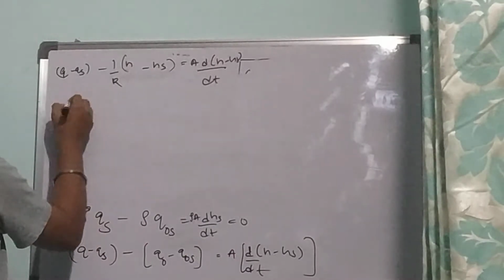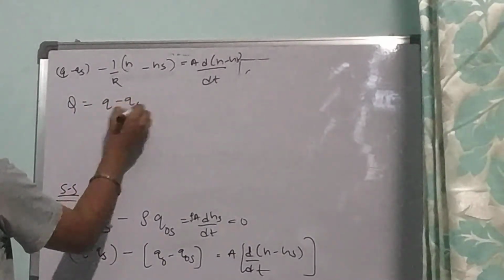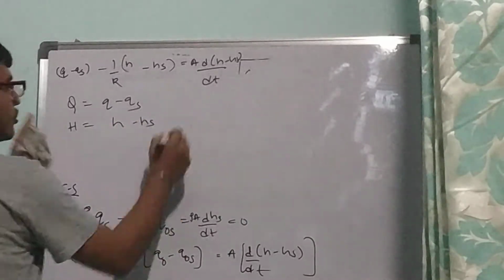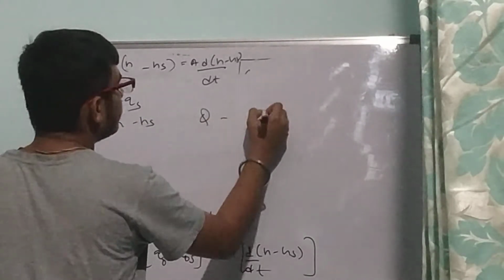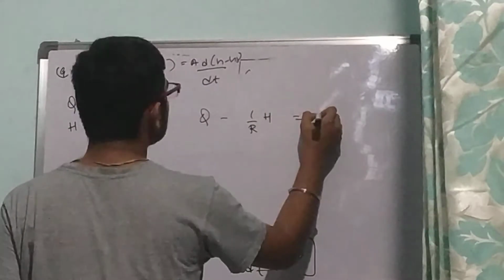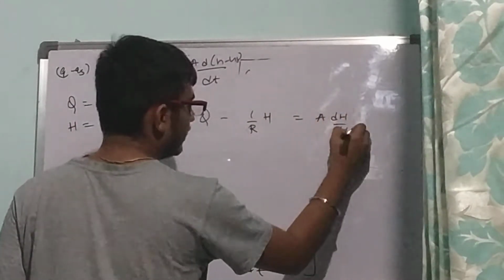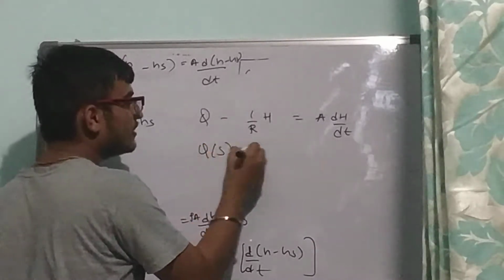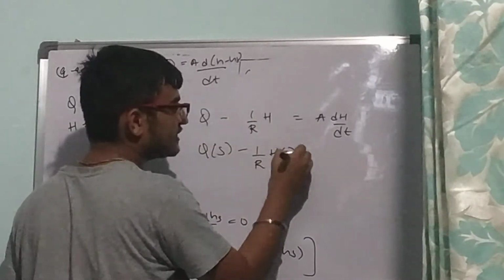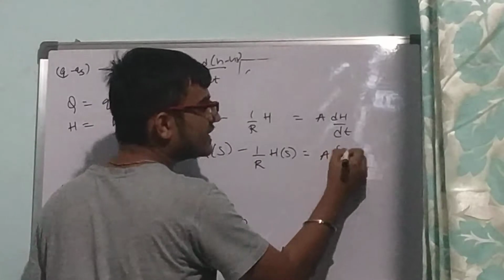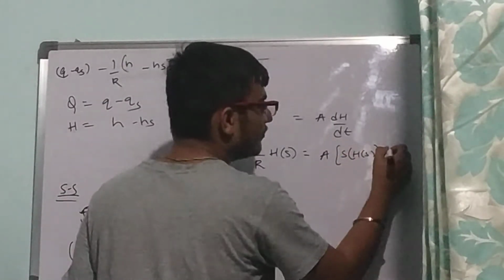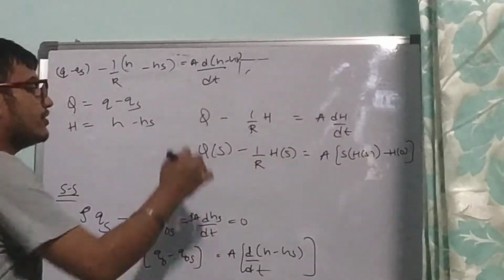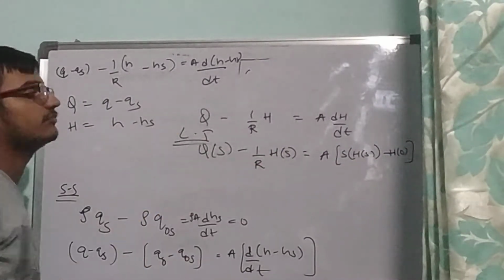Now again you have to consider deviation variables: q minus qs, and h is equal to h minus hs. So q minus 1 by r into h is equal to a dh by dt. Now applying Laplace transforms: Q of s minus 1 by r into h of s is equal to a into s into h of s minus h of 0. Here you are applying the Laplace transform to the differential equation.